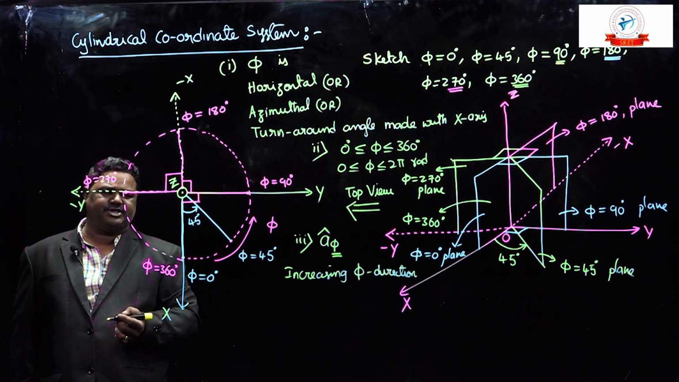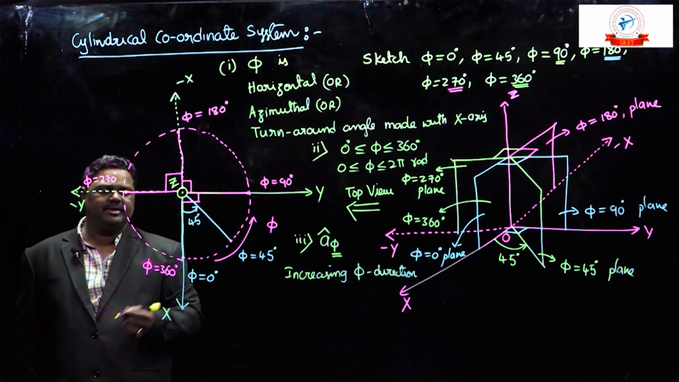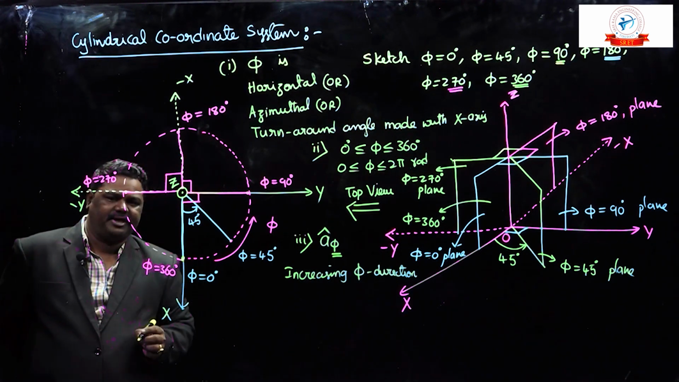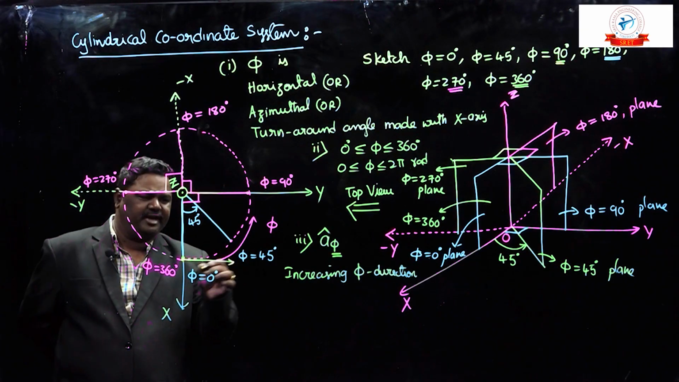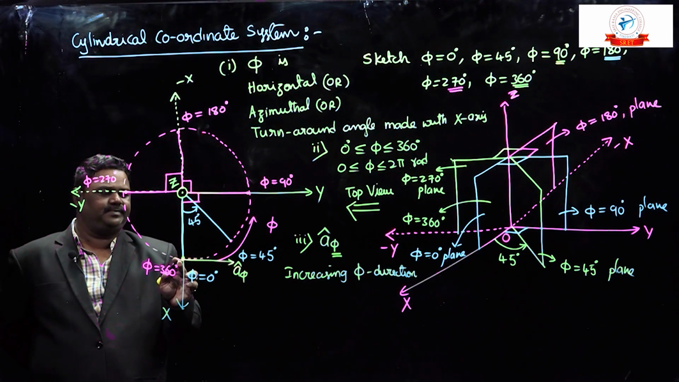We need to draw a tangent. Tangent for that curve at any point. For example, if you want the phi direction at this point, draw the tangent for this increasing phi curve at this point, which gives us the A phi cap direction at this point.